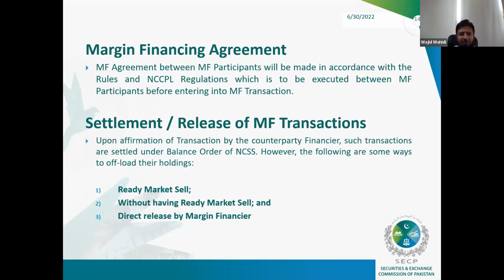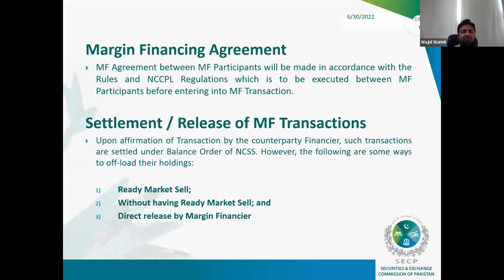Whereas in margin financing, the shares move from the margin financier's account. So mark to market and other margins shall be collected on the same pattern. However, the margins collected on margin trading shall be collected through NCCPL, whereas in margin financing, the financiers shall directly collect margins from the financee. Settlement or release of a margin financing transaction is upon affirmation of the transaction by the counterparty financier. Such transactions are settled on balance order of NCCPL.